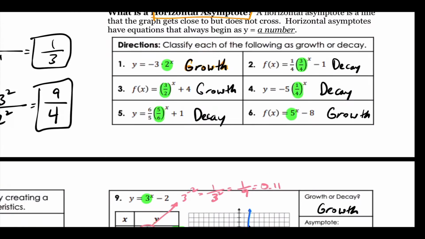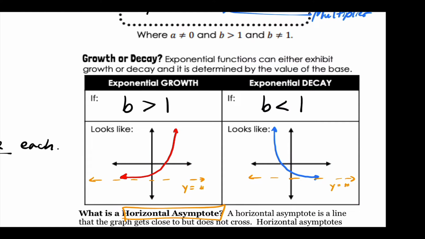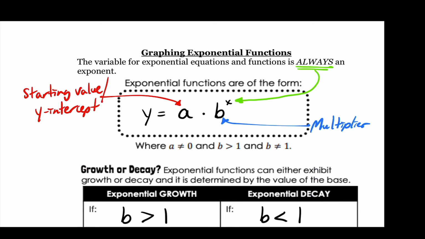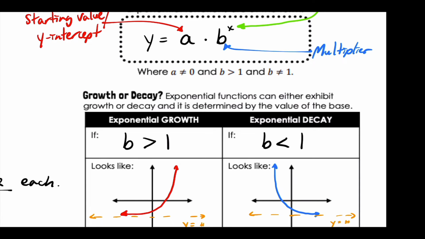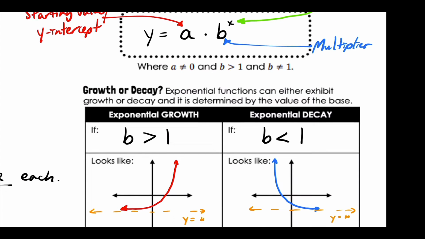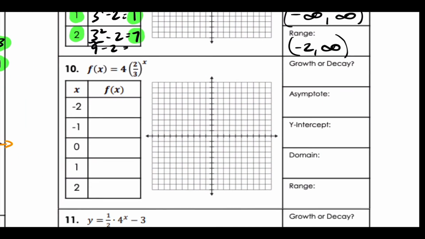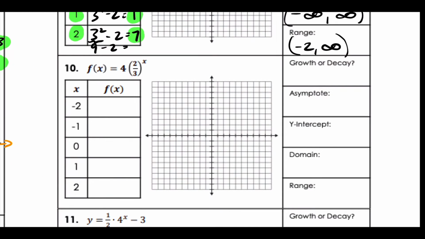So let's look at what we know about it, right? We look at B. B is the guy with the exponent. Whoever has the exponent, we look at. If B is bigger than 1, it's growth. If B is smaller than 1, it's decay. Okay, so let's look at it again. 2/3 has the exponent, right? 4 doesn't have the exponent. 2/3 is smaller than 1, 0.6666 forever and ever, if I put it in my calculator. So it's going to be decay. Good. Decay.